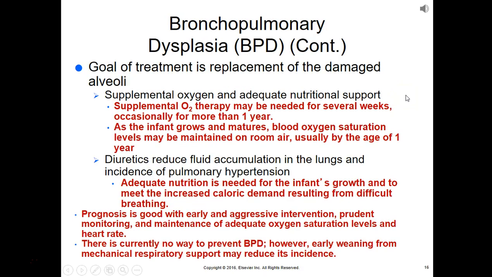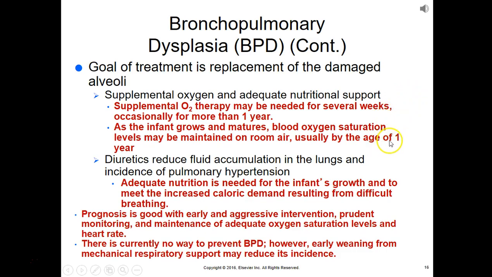The goal of treatment for BPD is to replace the damaged alveoli. So supplemental oxygen and adequate nutritional support are going to be offered. That supplemental oxygen therapy may be needed for several weeks, occasionally for more than a year. As the infant grows and matures, blood oxygen saturation levels may be maintained on room air, usually around the age of 1. Diuretics can reduce the fluid accumulation in the lungs and the incidence of pulmonary hypertension.